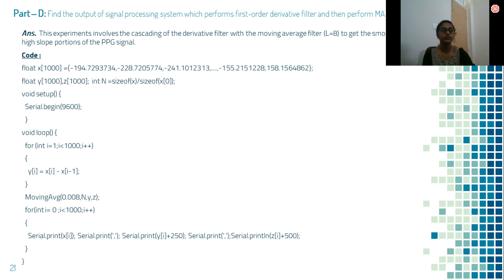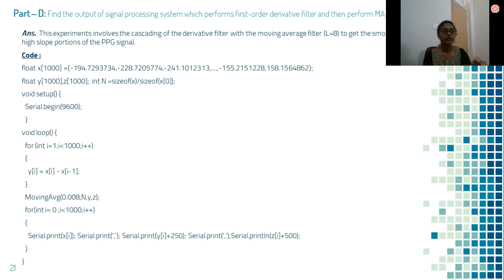And we'll go to the void setup. To begin the communication we need a baud rate. Here we'll be setting 9600, and the forever loop will be for int i equal to 1, i less than 1000, i plus plus. We'll take the difference first, because in the question it is mentioned we have to first perform the first order derivative filter. So we'll take the difference and store it in y. That will be our intermediate output, and we'll take this y as input to the moving average filter, and we'll be calculating z. We have already created the function, so we'll be directly using it.